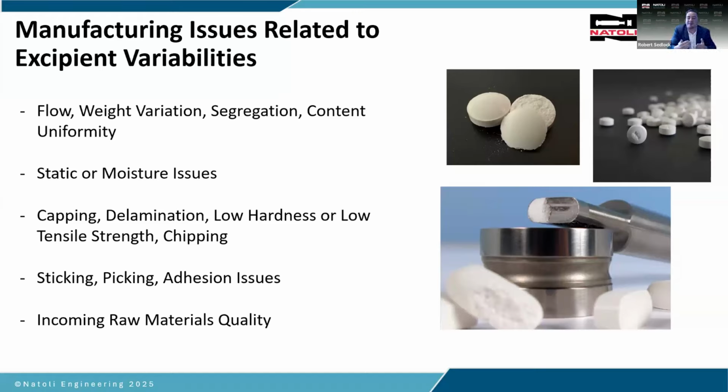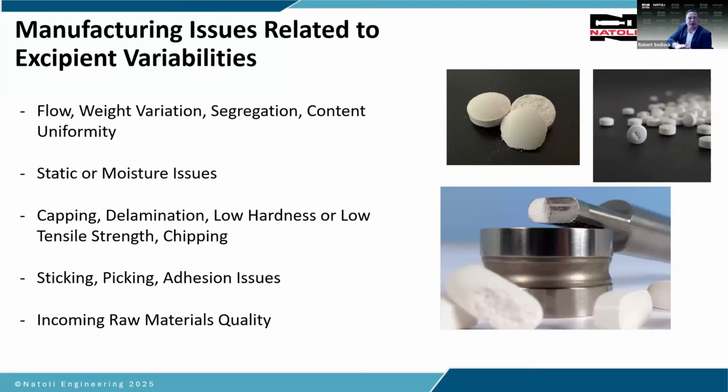So flow, weight variation. You can have segregation and content uniformity issues. So you want to ensure that your active, whether it's a vitamin or a pharmaceutical active, has good content uniformity. Each tablet has the correct amount, okay? Static and moisture issues. If your powder is too dry, you can have some static issues and compression issues. If it's too moist, you can have agglomeration and flow issues, sticking issues, and compression issues. So I already mentioned capping, delamination. On the top right there, that first tablet there with the fracture across the horizontal plane, that's capping and delamination.